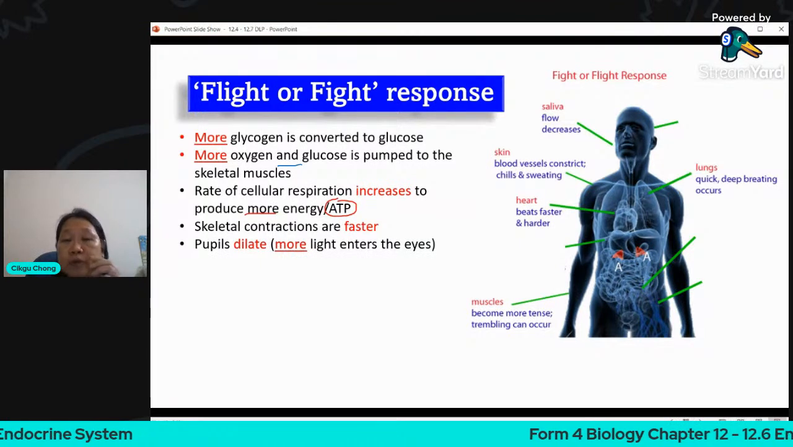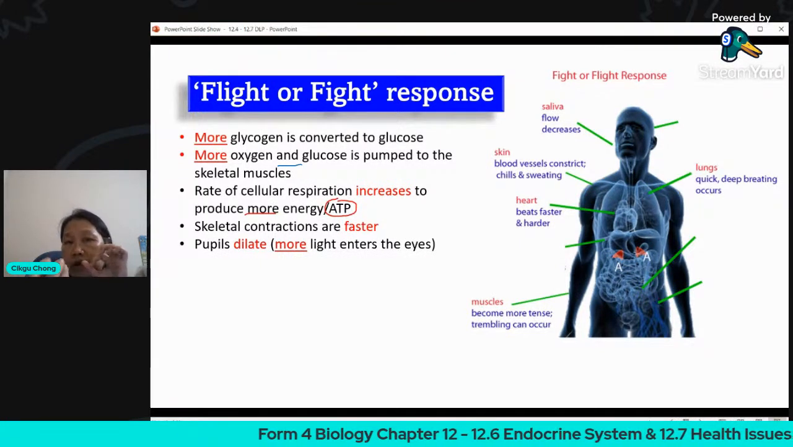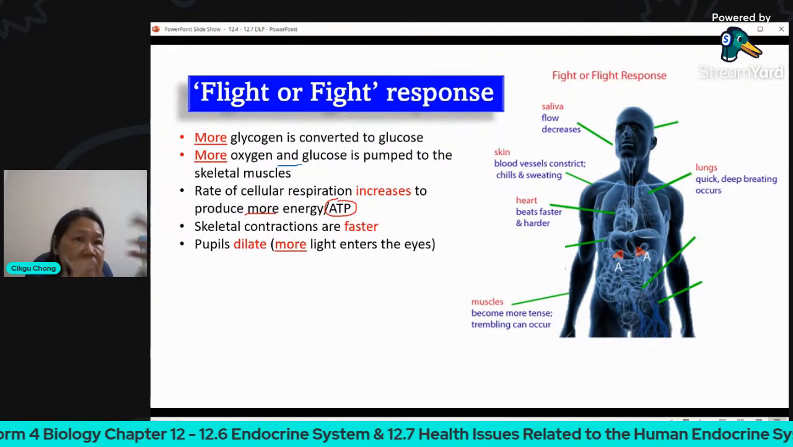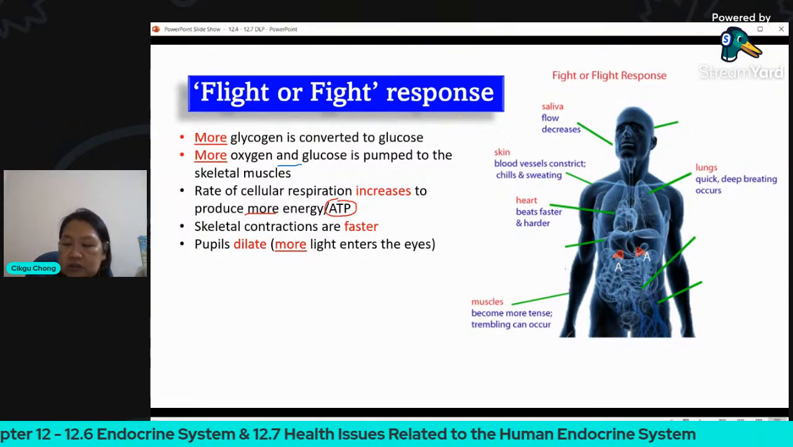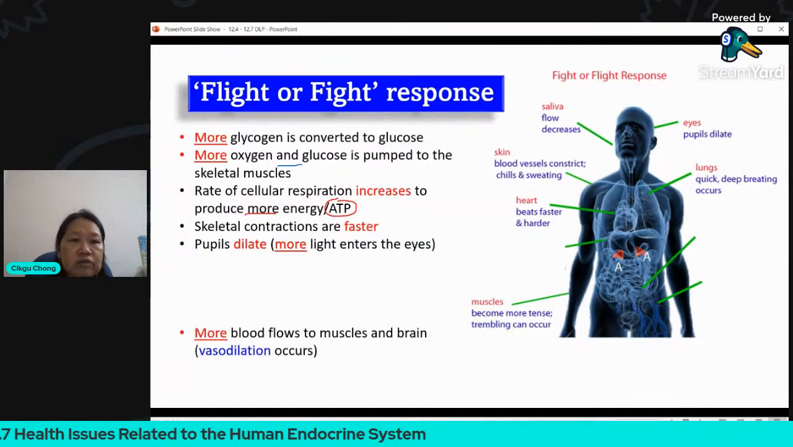Right. Pupils dilate. Your pupils. Right. The part of your eye where light goes in. More light enters the eye, so you can see better. All right. So that you can see the danger better. All right. You can see better.